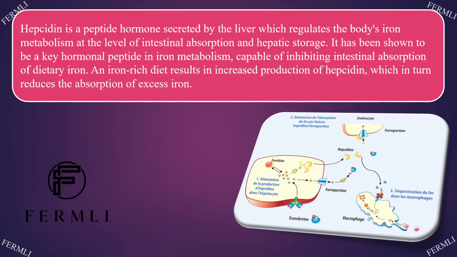Hepcidin is a peptide hormone secreted by the liver which regulates the body's iron metabolism at the level of intestinal absorption and hepatic storage. It has been shown to be a key hormonal peptide in iron metabolism, capable of inhibiting intestinal absorption of dietary iron. An iron-rich diet results in increased production of hepcidin, which in turn reduces the absorption of excess iron.